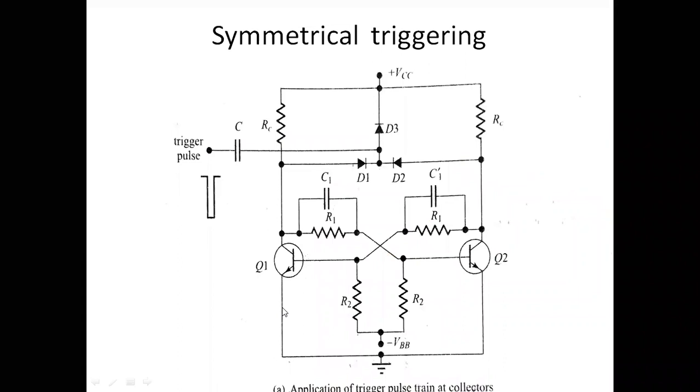Here both emitters are looped and grounded. You can take the two grounds separately, or you can loop them and show it as a single ground.